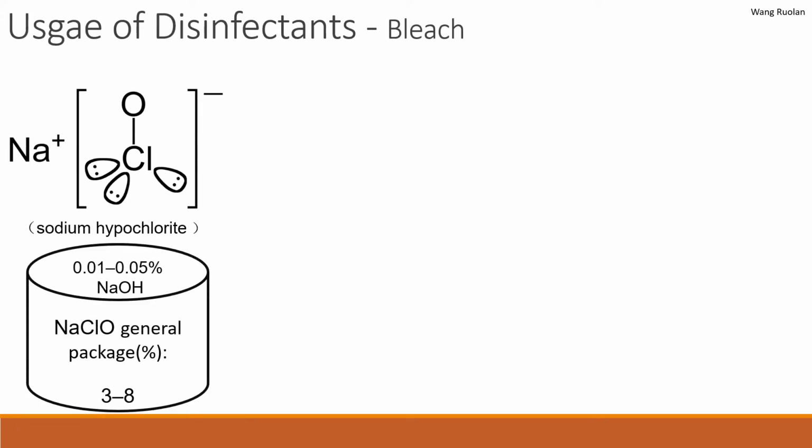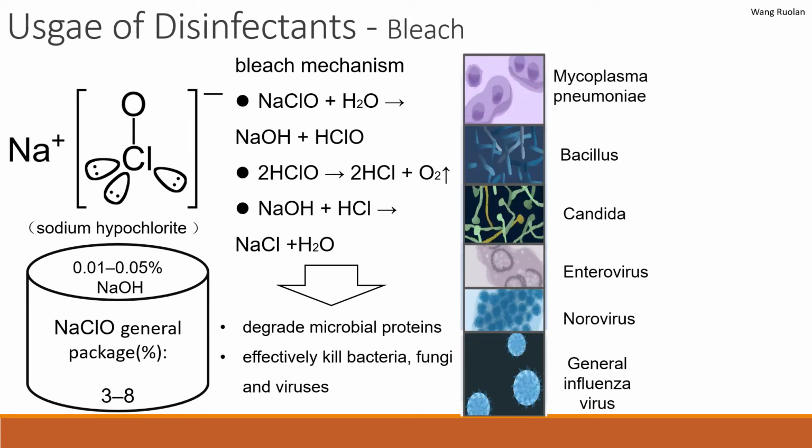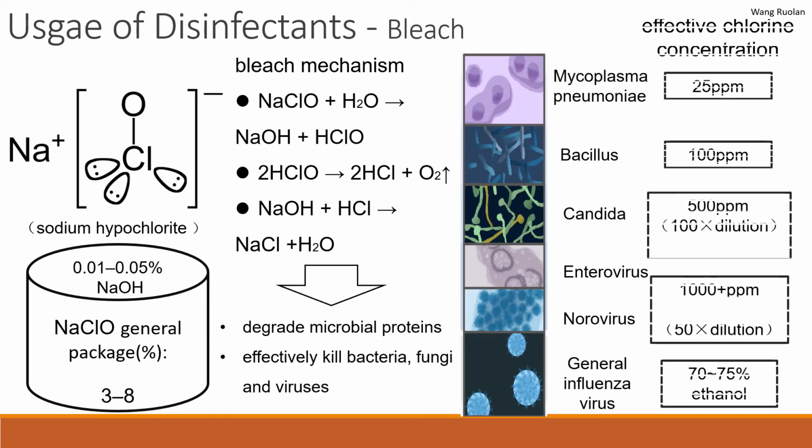Here is the bleach. You can see the active ingredient of the bleach is sodium hypochlorite, and the bleach generally used in the kitchen is packaged at 3 to 8 percent. Hypochlorous acid is used to clean the kitchen, and bleach will degrade the microbial protein and effectively kill the bacteria, fungi, and virus. And this is the effective chlorine concentration.